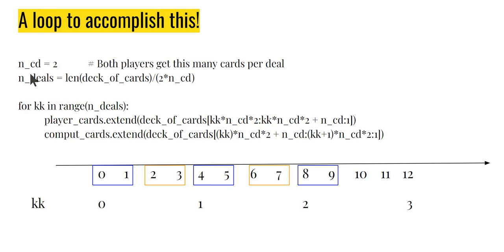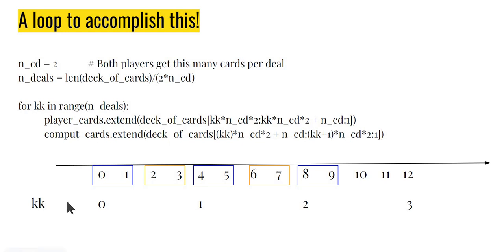For example, let's say my NCD is 2 and my length of cards is, say, 54. I'm going to be making 13 deals because 13 times 4 is 52. So each time 4 cards are distributed out, totally 52 cards, and hence I'll be making that many deals. Now, what do I do within a deal? This is quite interesting. Let's understand this from an example.